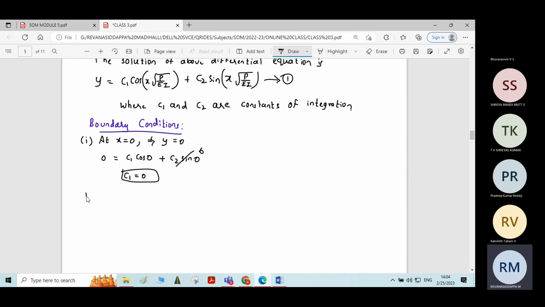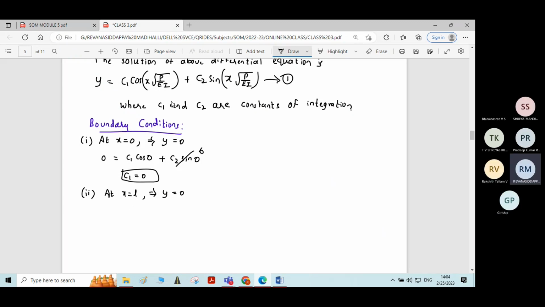Go for applying the next boundary condition, that is at x is equal to L. At x equal to L, again the deflection y equal to 0. Substitute x equal to L and y equal to 0 in equation 1 again. 0 is equal to C1 cos L root P by EI, plus C2 sin L root P by EI.